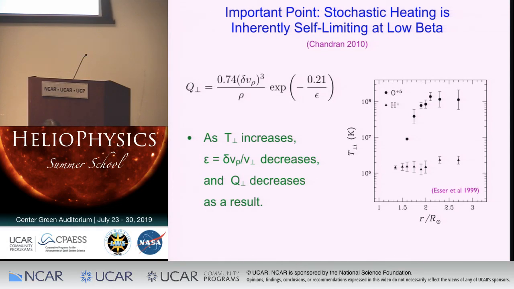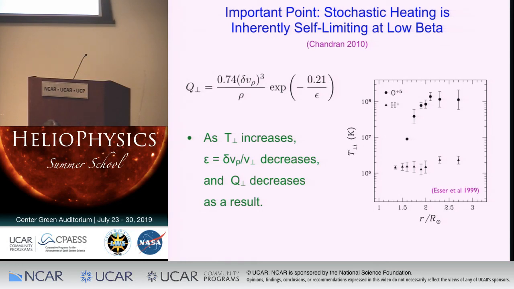Think about stochastic heating. When does it work? Remember that stochasticity parameter, epsilon, it was the fractional change in the ion's kinetic energy during one orbit due to electrostatic potential variation. So take an ion undergoing a gyro orbit. It moves over a couple different structures in the turbulence where the electrostatic potential is different. And if that difference in potential energy is significant compared to the kinetic energy of the ion, then there's going to be a significant distortion to the orbit because the velocity changes significantly.